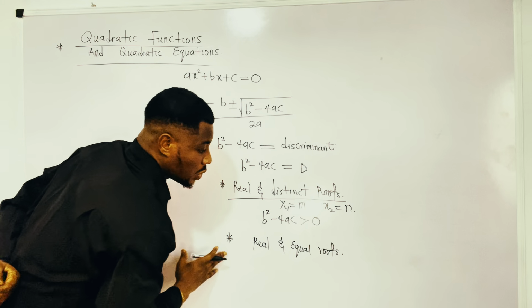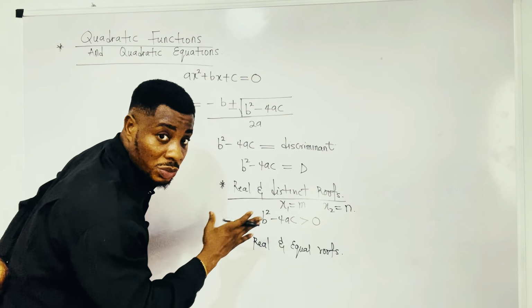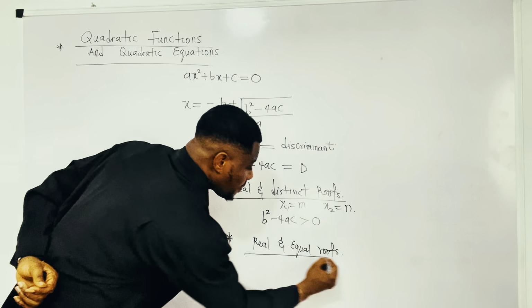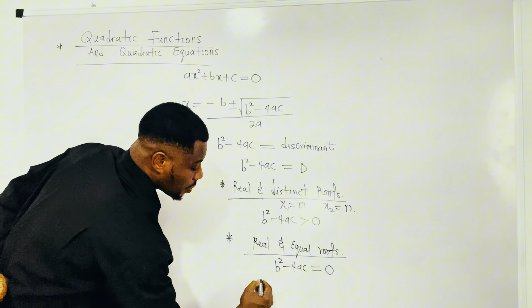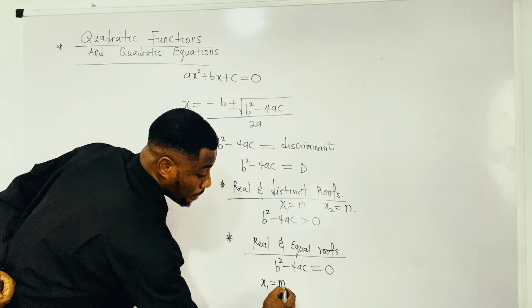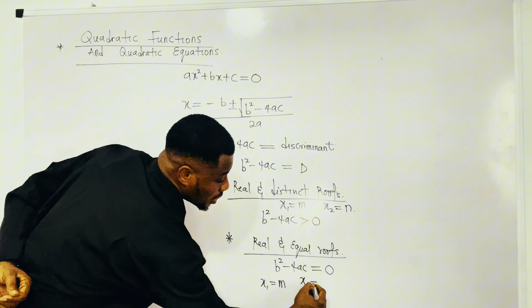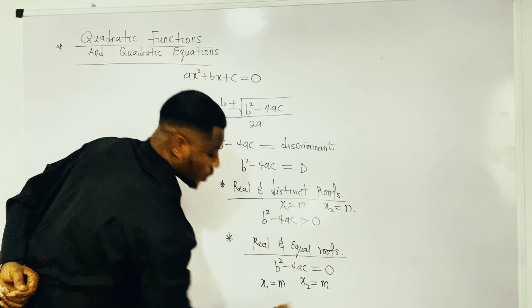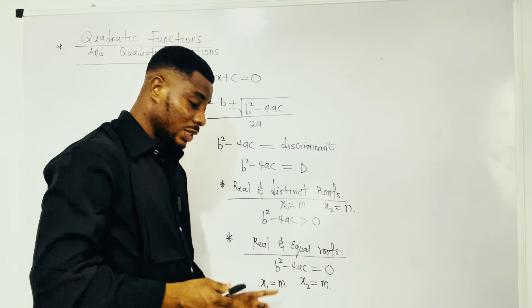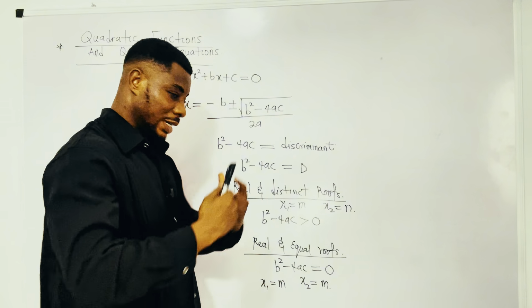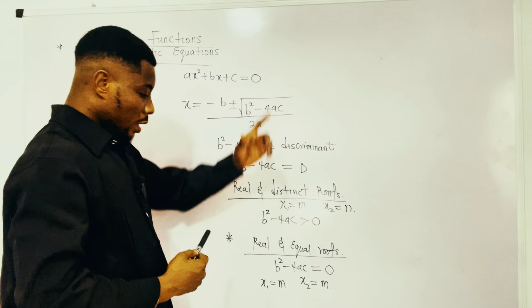So the roots are going to be real and equal if b squared minus 4ac is equal to 0. Now, what kind of roots am I talking about here? A situation where x1 gave us m and x2 still gave us m. So the roots, although real, are not distinct. They are the same.